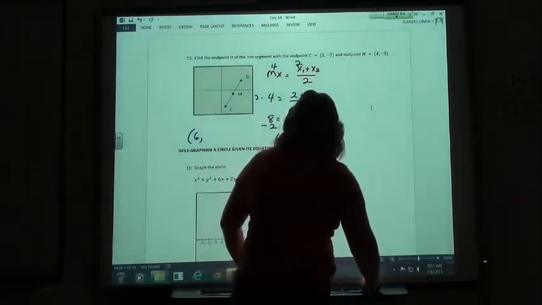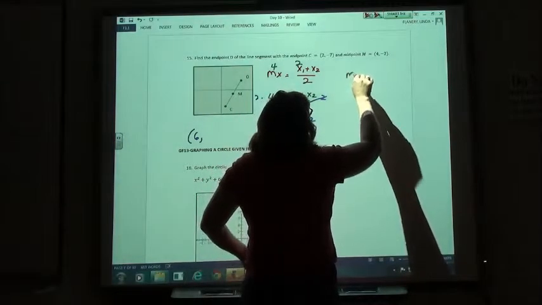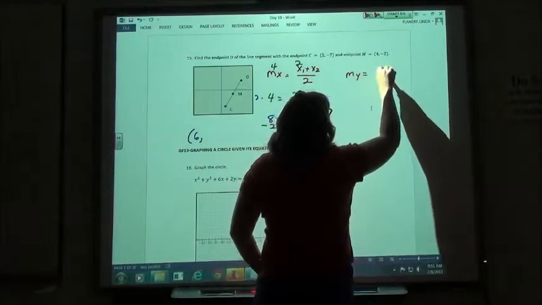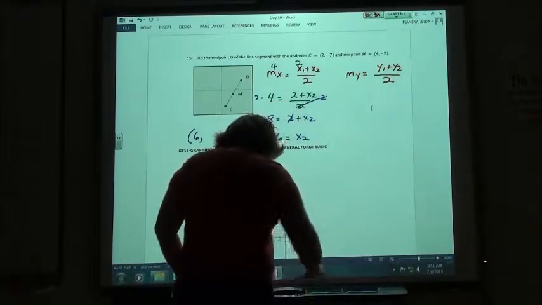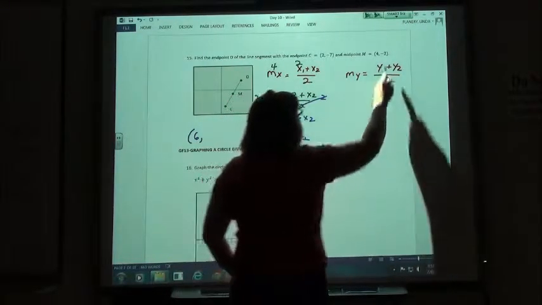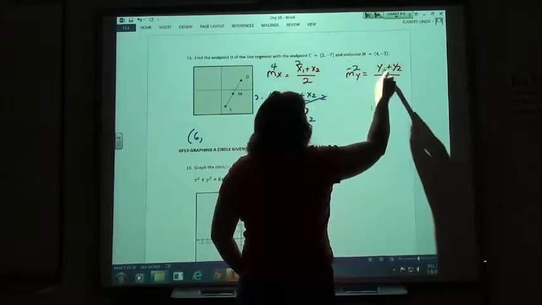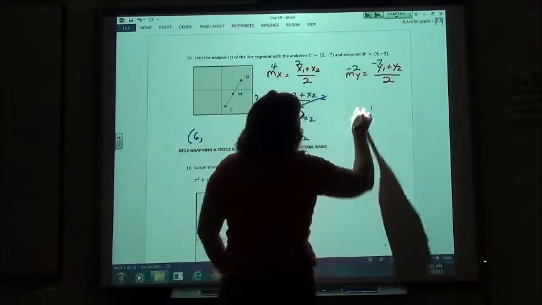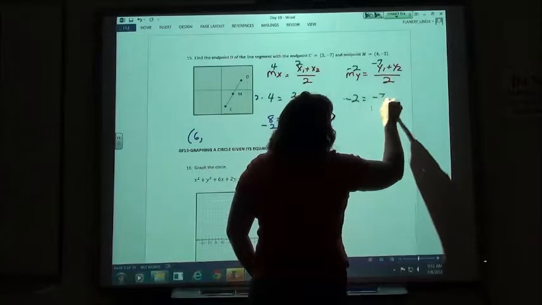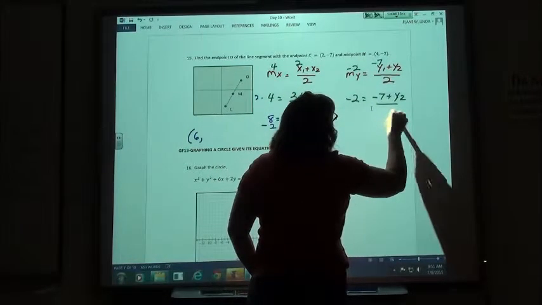Same type of thing for the y's. The midpoint of my y value is equal to y1 plus y2 divided by 2. I know the midpoint of my y value is at negative 2. I know my y value of my given point is negative 7. So negative 2 would equal negative 7 plus y2 over 2.